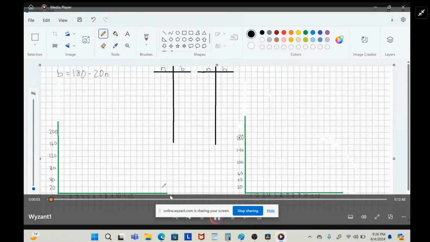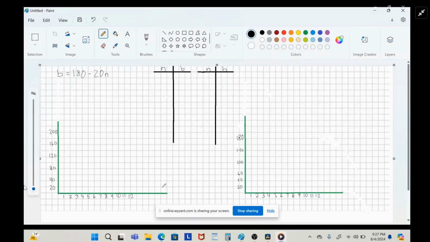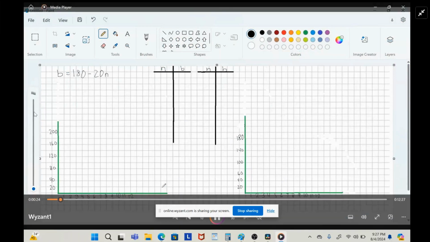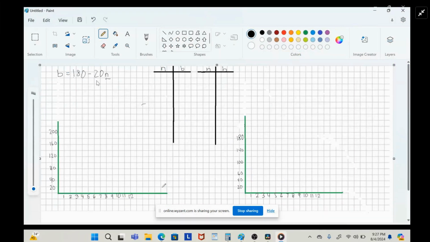Today, tutoring on Wyzant. We had a question from John posted several years ago, and we're going to answer it just for fun now. He asked, you borrow $180 from a friend who doesn't charge you interest. You work out a payment schedule in which you will make weekly payments to your friend. The balance B in dollars of the loan is given by the function B equals 180 minus Pn, where P is the weekly payment and N is the number of weeks you make payments.